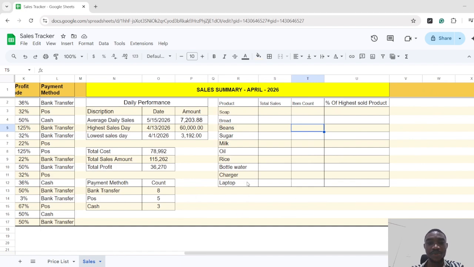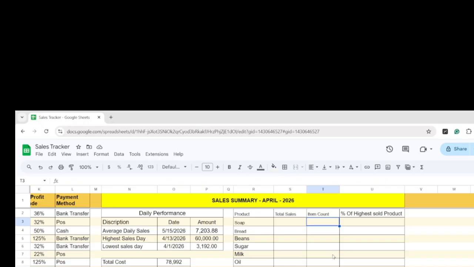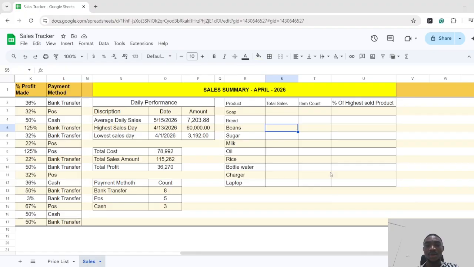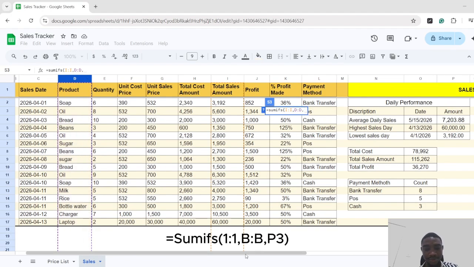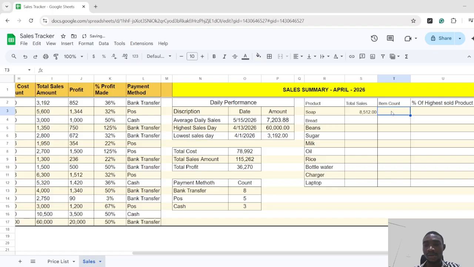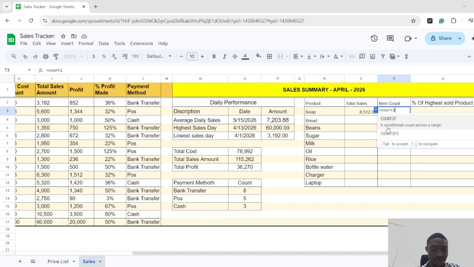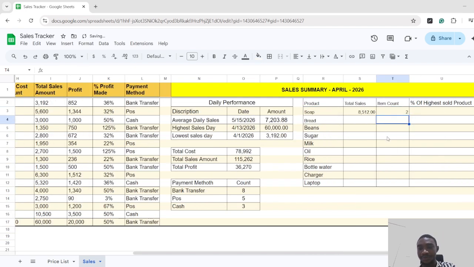Okay, so another thing we're going to be looking at is the total sales for each of the products that we have, the counts of sales, and then we're also going to be looking at the percentage of the highest product that was sold out for the period under review. Okay, so to get the total sales, we'll use the sum if function. So sum if total sales, select the products, and to get the item count, we'll use the count ifs function. So count ifs, select the products, and then return.